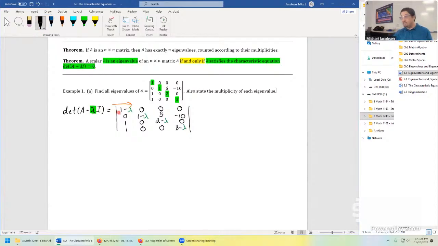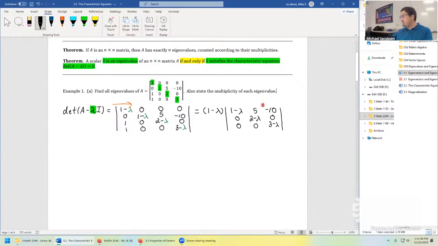First, you'll get 1 minus lambda with a positive sign. Multiplying a reduced determinant: delete column 1, row 1, and carry in this submatrix determinant. 1 minus lambda, 0, 0, by 2 minus lambda, 0, negative 10, 0, 3 minus lambda.